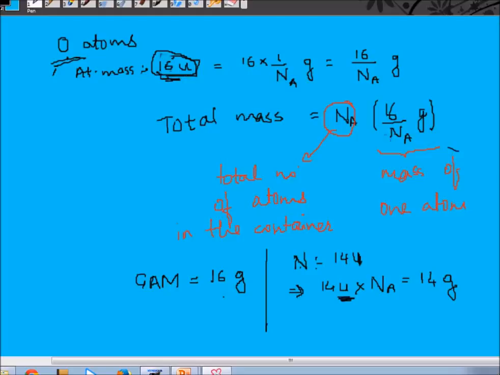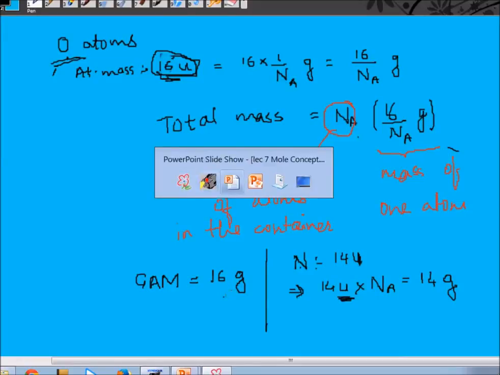Alright, we just derived that why it is same. So numerically it will always be same, but the units will be different. If the unit is U, it means you are referring to one single atom. 16U is mass of one single oxygen atom, whereas 16 gram is mass of 1 mole oxygen atoms. Okay, so now you know the difference.